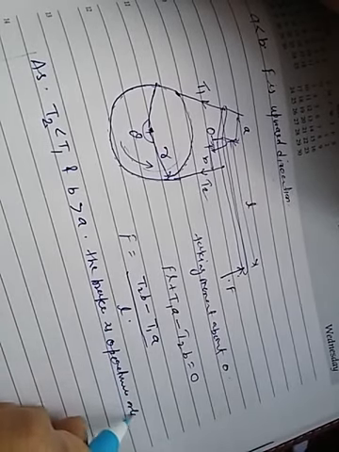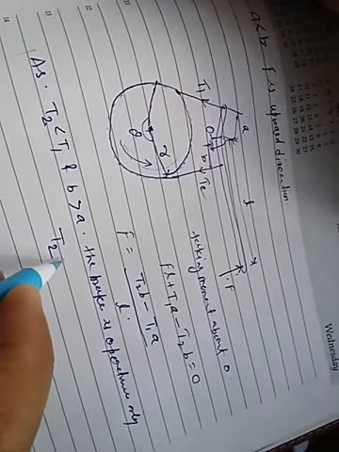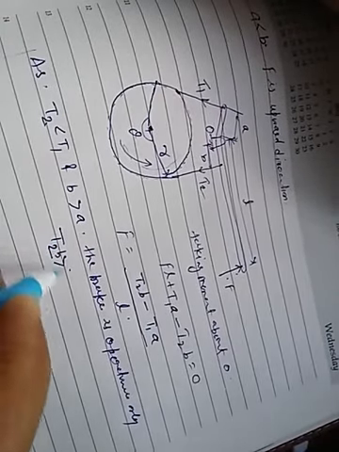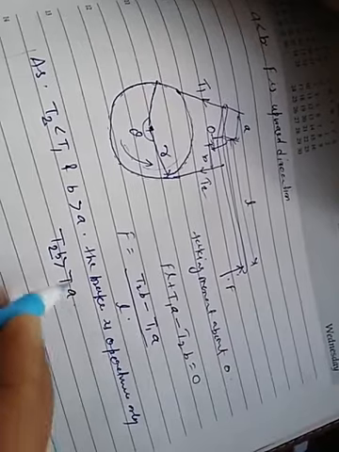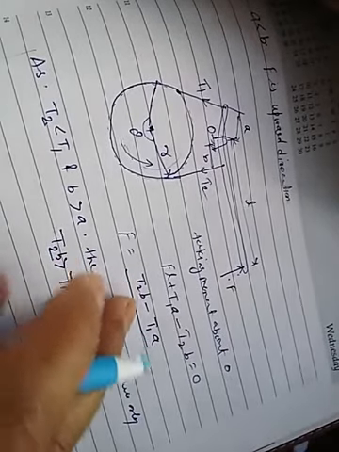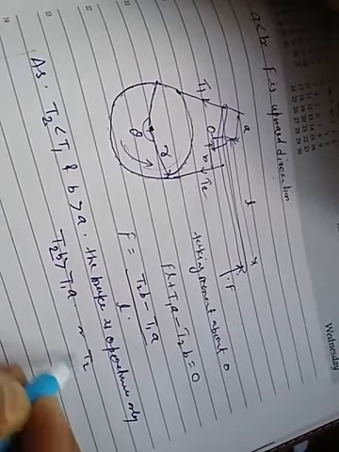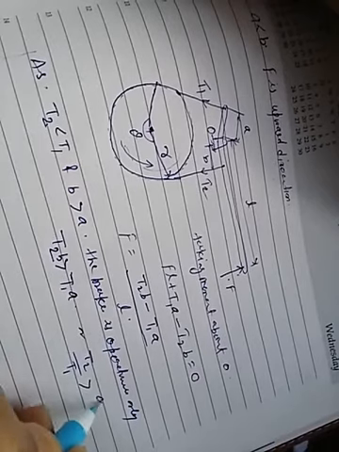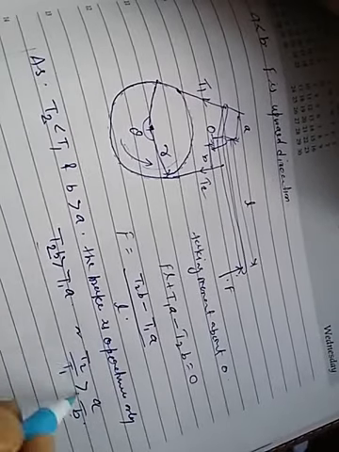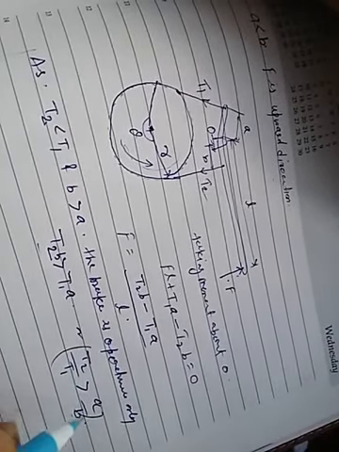operative only when T2B is greater than T1A, because it should be positive here, or T2 by T1 is this condition. Again we will do similar things.